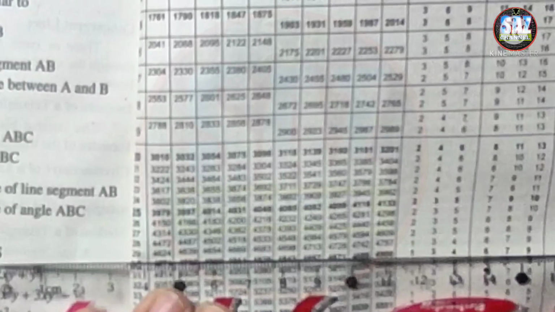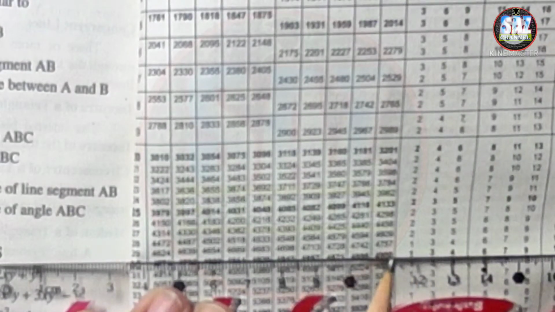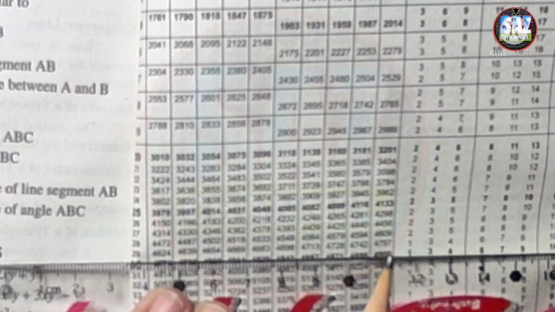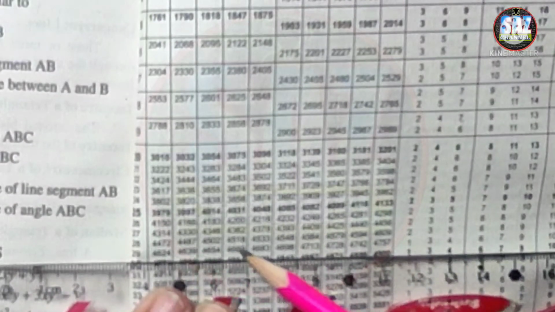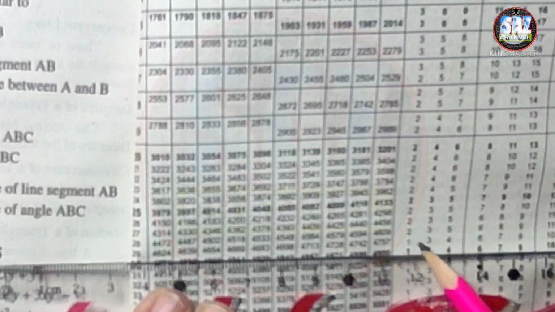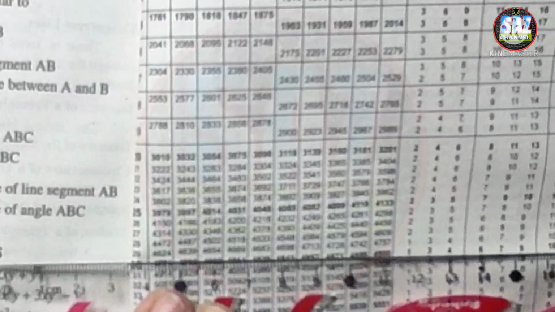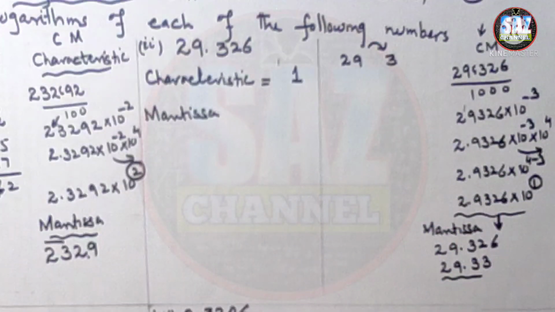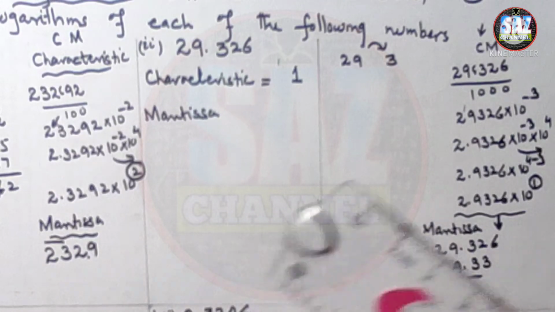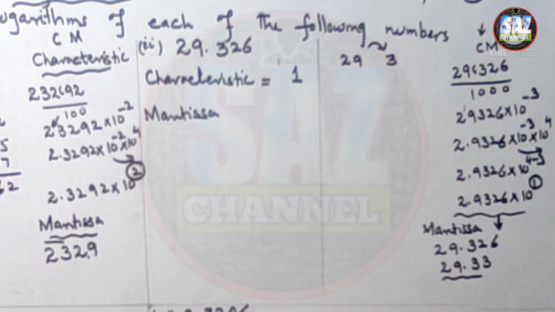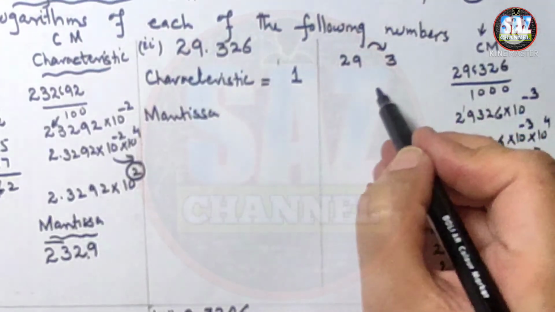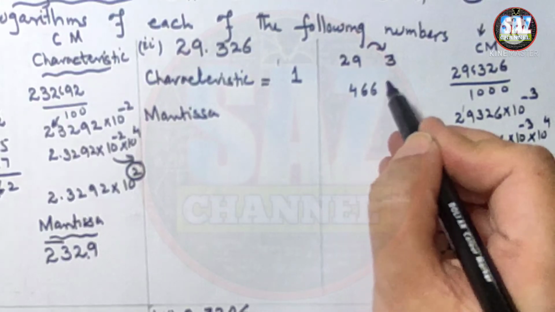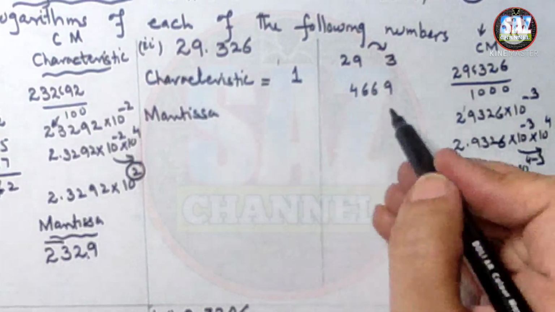4669. And then I have to locate further in which mean difference column, that is again 3. This is 3, and now the mean difference column is giving me 4. So let me remove the book from here. When I'm looking at 29 in the column of 3, this calculation is coming 4669, and the mean difference column of 3 is giving me 4.